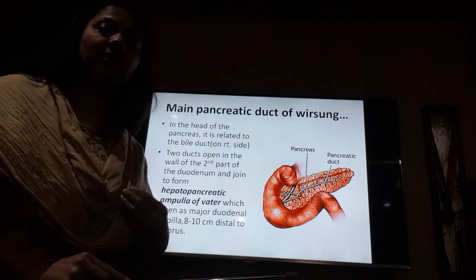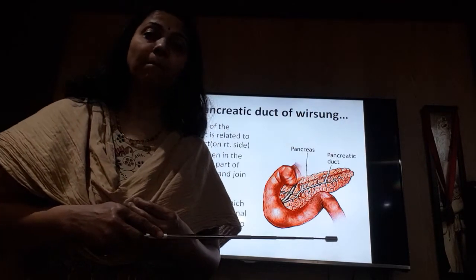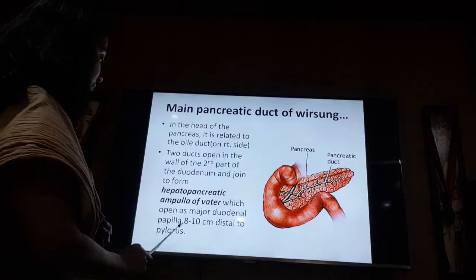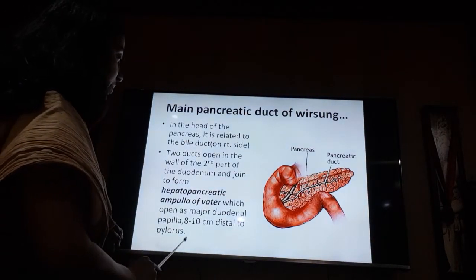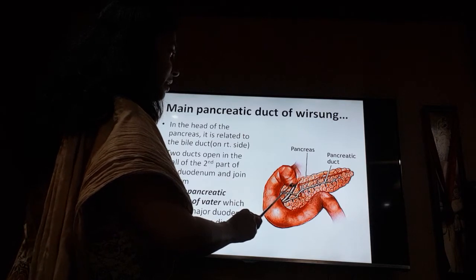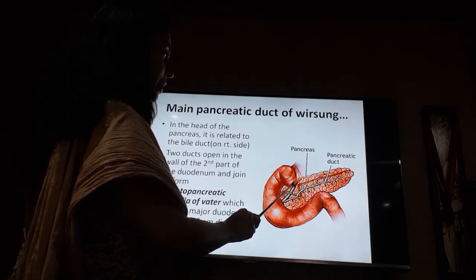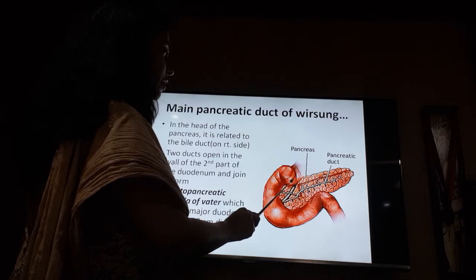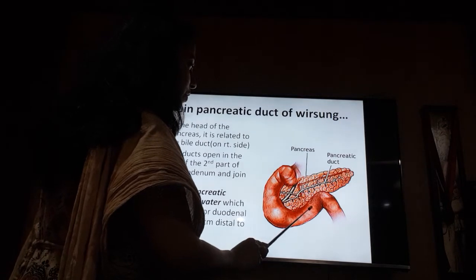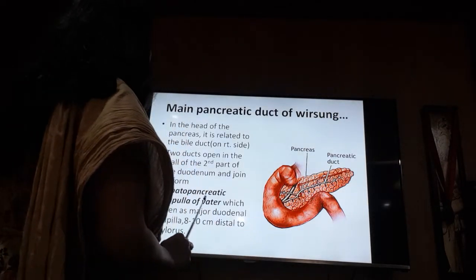It is present 8 to 10 centimeters from the pyloric end of stomach. This you have to remember. The pylorus means the pyloric end. This is the pyloric end, and the beginning of pyloric end of stomach ends here, and this is the beginning of duodenum. First part, second part, third part, fourth part, and this is jejunum. Clear?